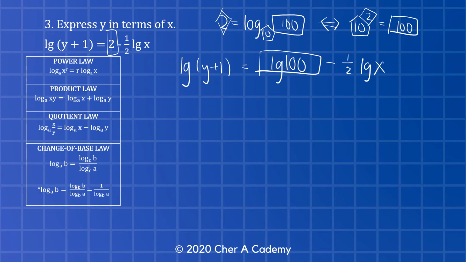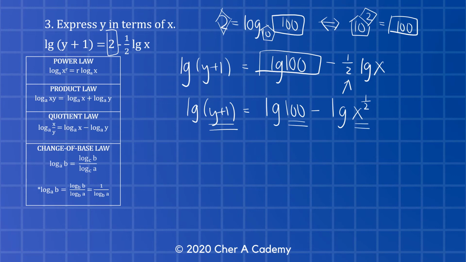Okay, so here my half is in front of my log, so I'm going to shift it into the log. So common log y plus 1 equals common log 100 minus common log x to the power of half. This is the power law. So then I have y plus 1 here, I have 100 here, and I have x to the power of half here. Okay, and all of them share the same log, which is the common log.